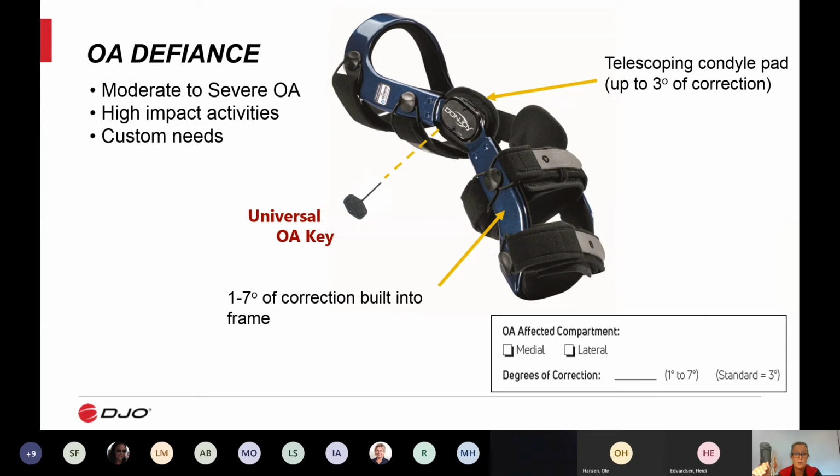And I must say, if you choose a standard brace and you want to order and you look in the catalog, when it says medial or lateral, it's not the offloading, it's the affected compartment that you choose. So if you have a patient with medial OA, you should take a brace where it says medial and not the opposite. This sometimes gets a little bit confused.